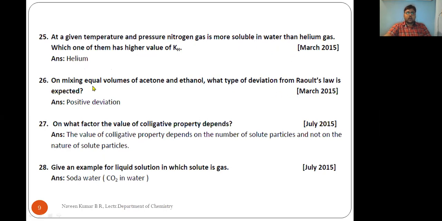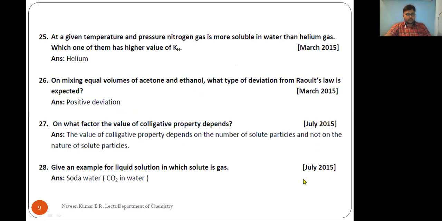Next question. On mixing equal volumes of acetone and ethanol, what type of deviation from Raoult's law is expected? So we have learnt the acetone ethanol mixture is showing positive deviation from Raoult's law. Because of formation of a weaker interaction, the AB interaction is weaker between ethanol and acetone than acetone-acetone and ethanol-ethanol interaction. So due to that weaker interaction seen in the solution, it shows a positive deviation from Raoult's law.